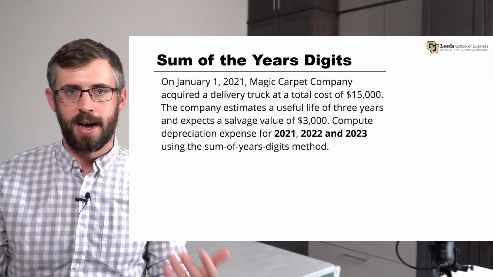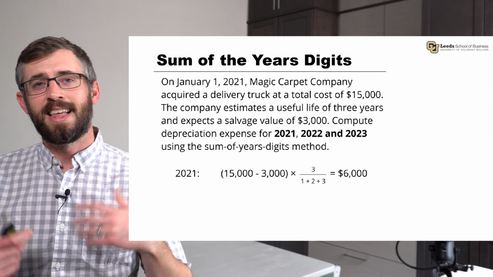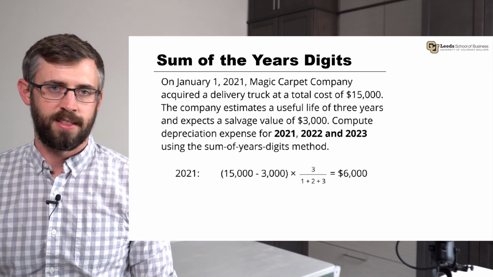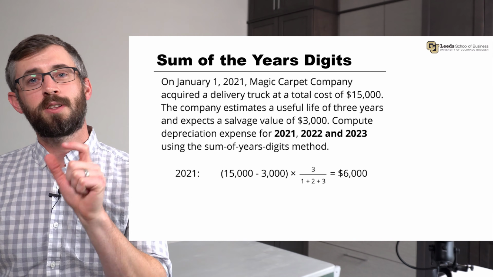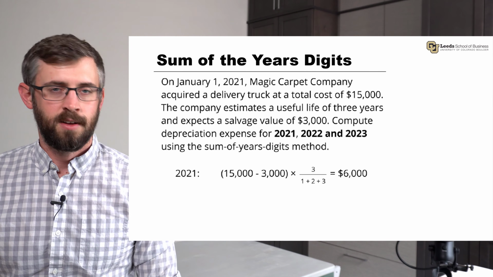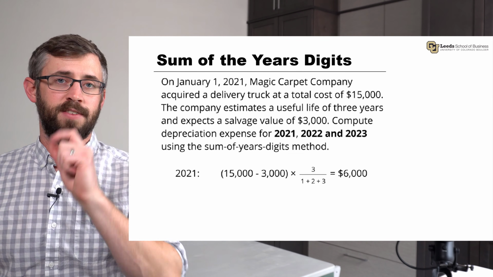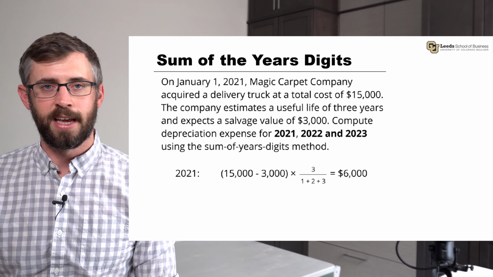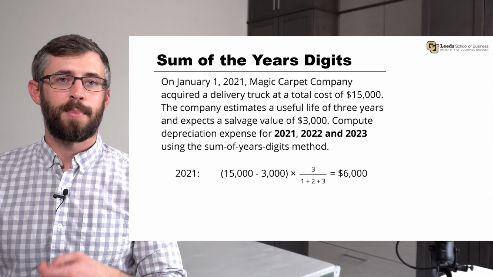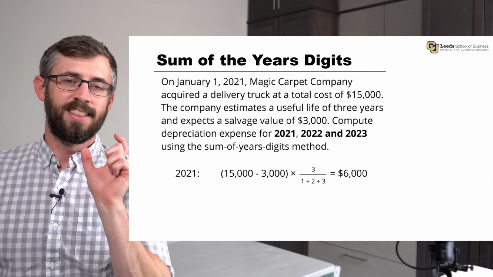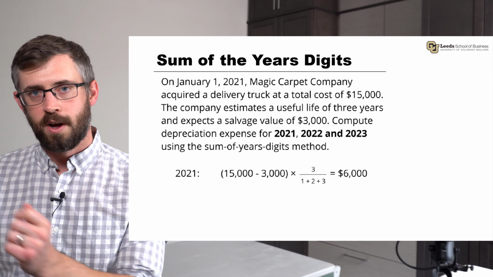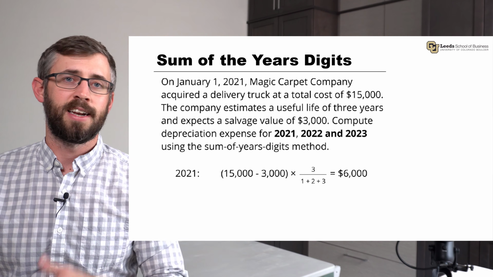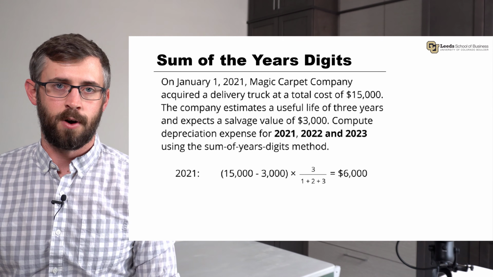If we go back to our Magic Carpet Company example, in the first year we start with the depreciable basis of 15 grand in cost minus the $3,000 salvage, and then multiply it by the fraction for our first year. Remember, the fraction is the number of years remaining in the numerator. We've got 3 years left of this truck as of the beginning of the year, and we divide it by the sum of the year's digits, which is taking the useful life and summing from 1 to that useful life. So 1 plus 2 plus 3. Once you multiply that out, we get a depreciation expense of $6,000 for year 1.